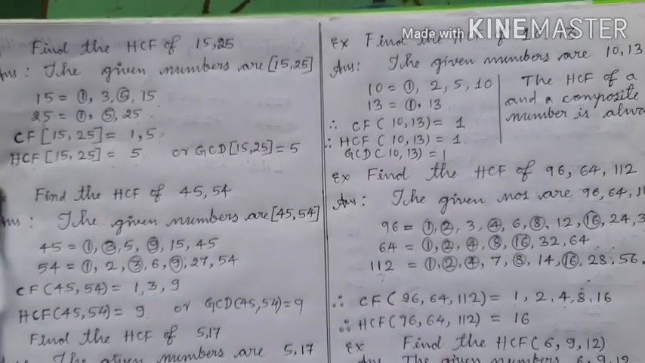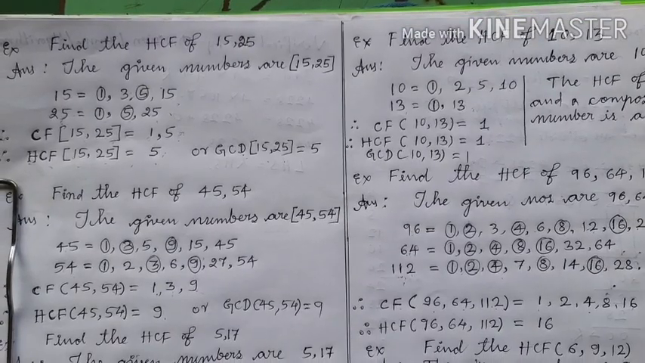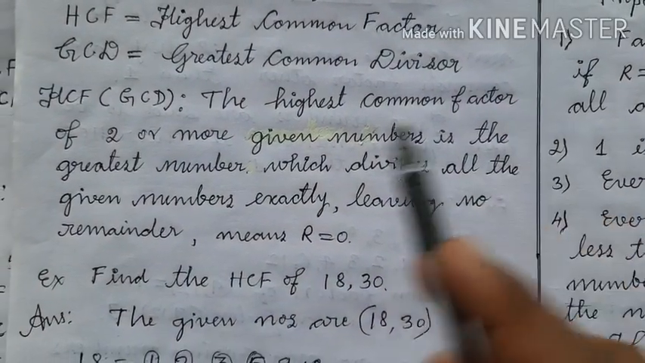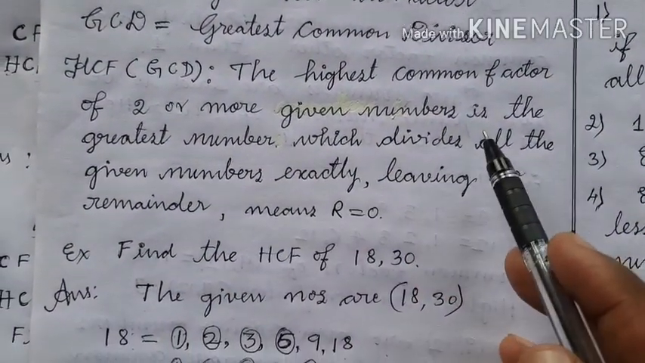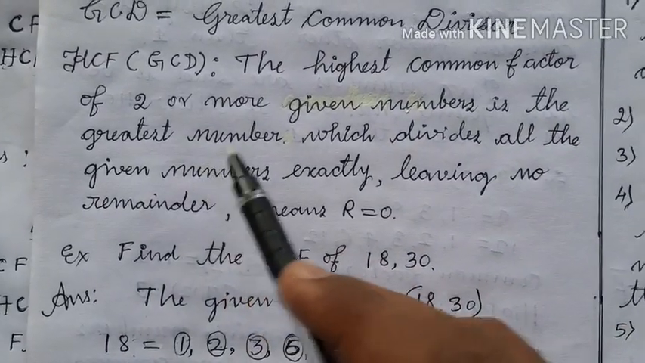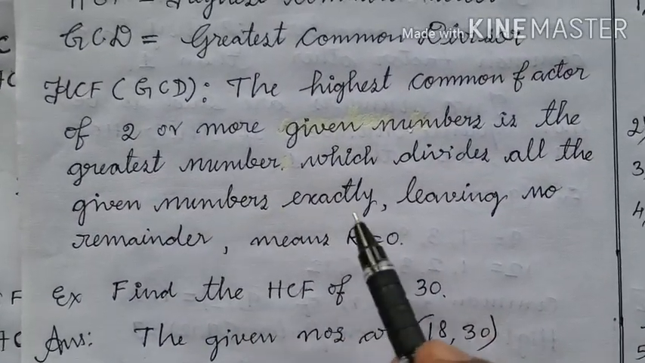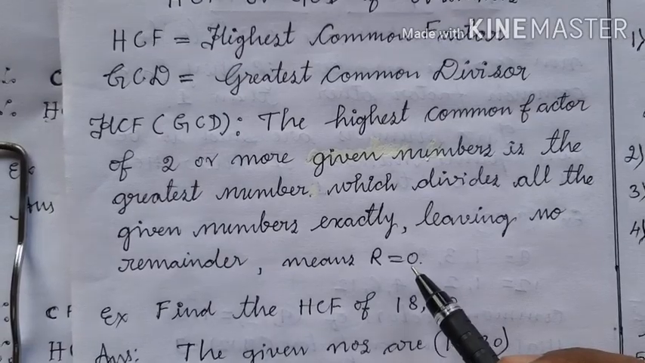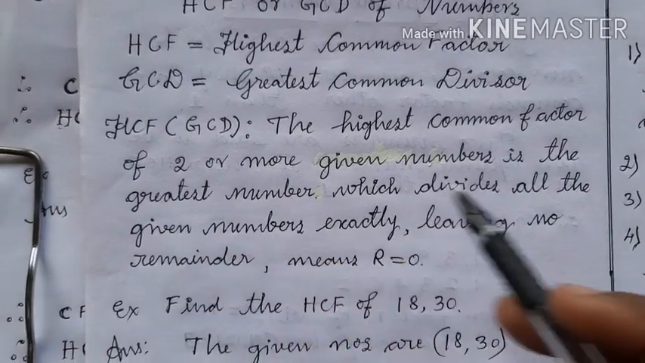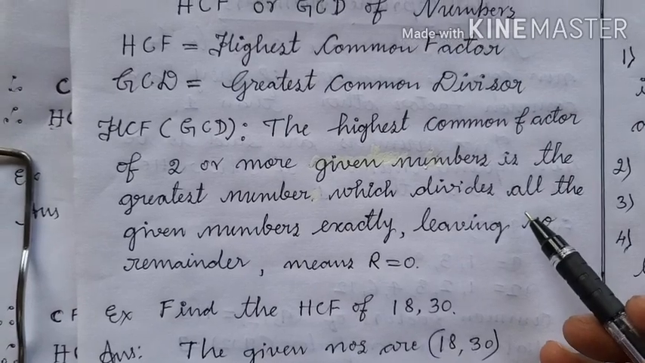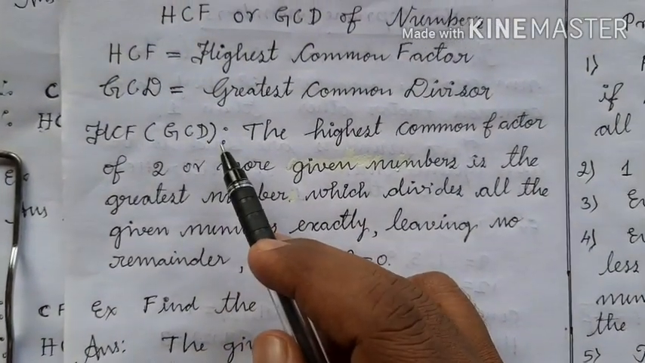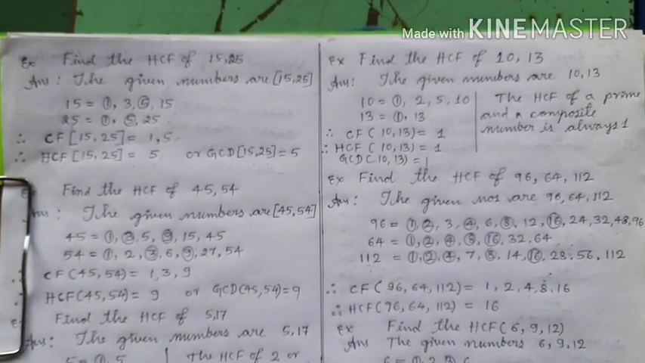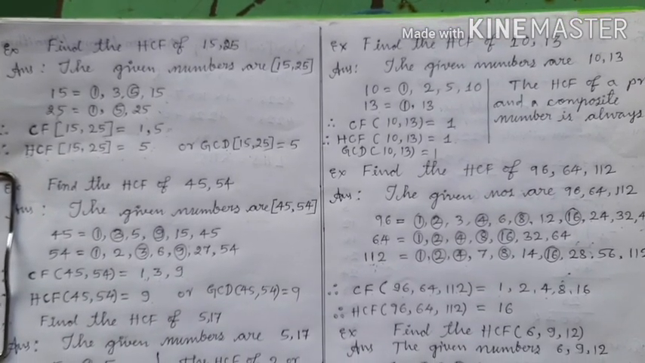So children, ultimately, how do you define HCF of a number? The highest common factor of two or more given numbers is the greatest number which divides all the given numbers exactly, leaving no remainder. Means the remainder will be 0 here. Understood children? This is the definition of highest common factor. This highest common factor is also called GCD, right? So, hope you all have learnt about how to find the HCF of given numbers.